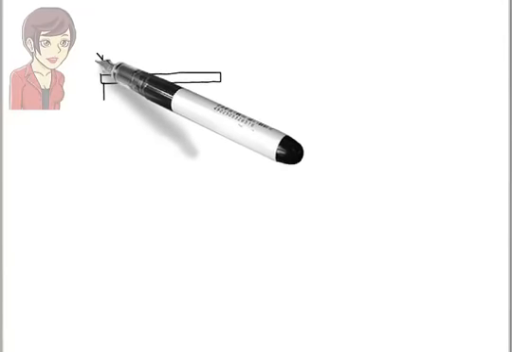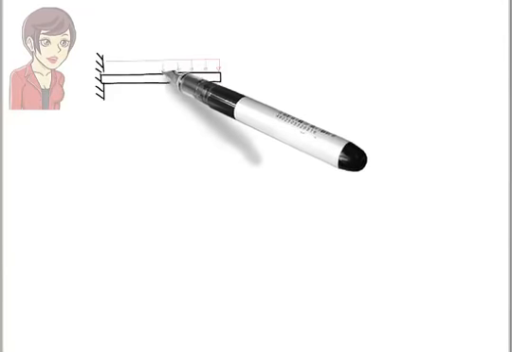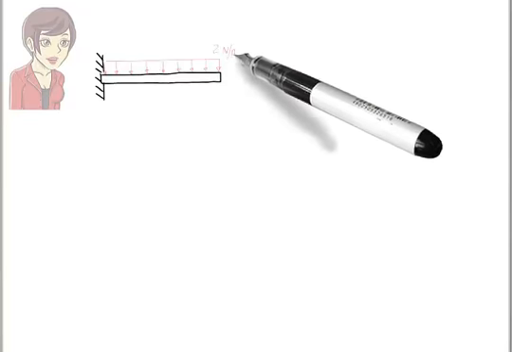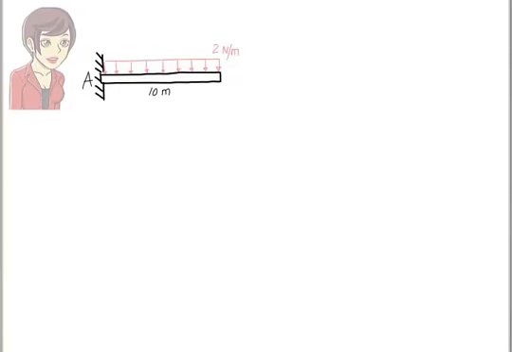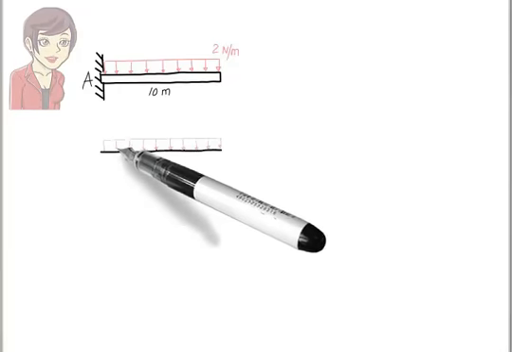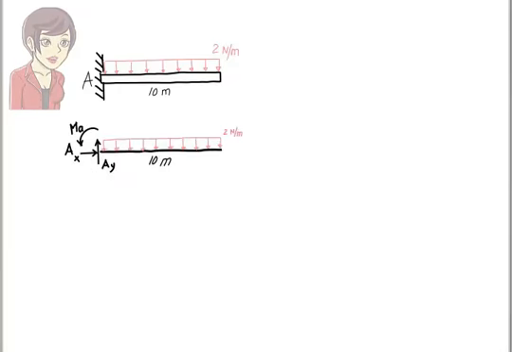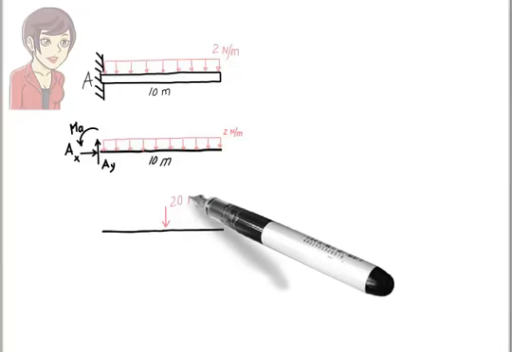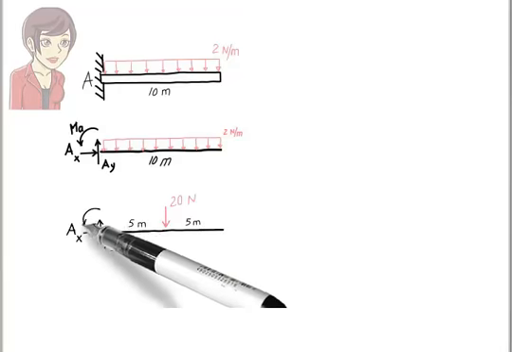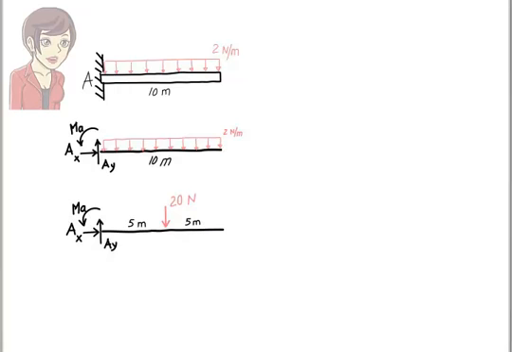Before we end this session, let's look at two more examples. Here, we have a cantilever beam subjected to a uniformly distributed load. Let's analyze the beam. First, we draw the free body diagram for the beam. For the purpose of finding the support reactions, we can replace the uniformly distributed load with its equivalent concentrated load. Now we can write the equilibrium equations.